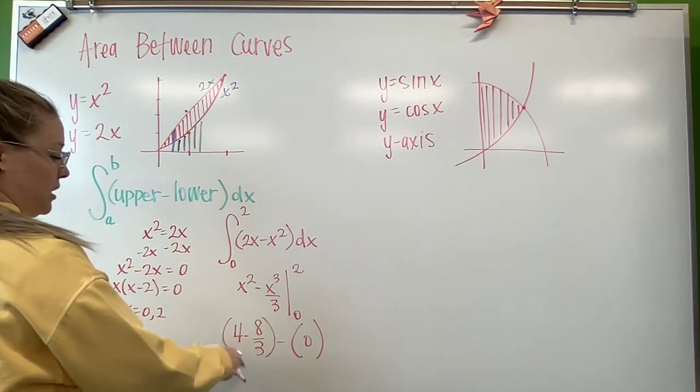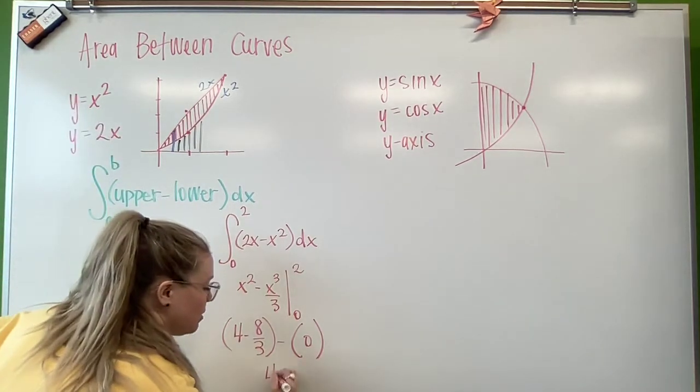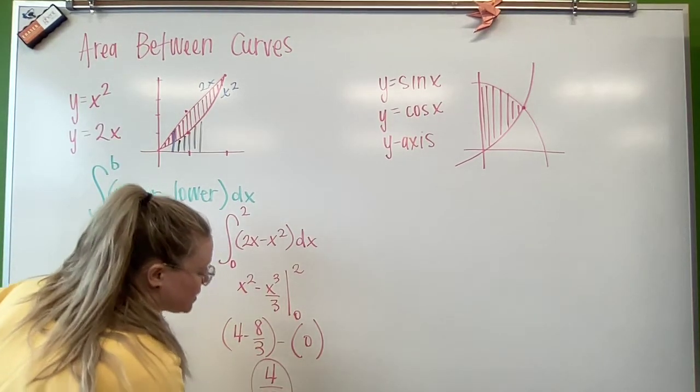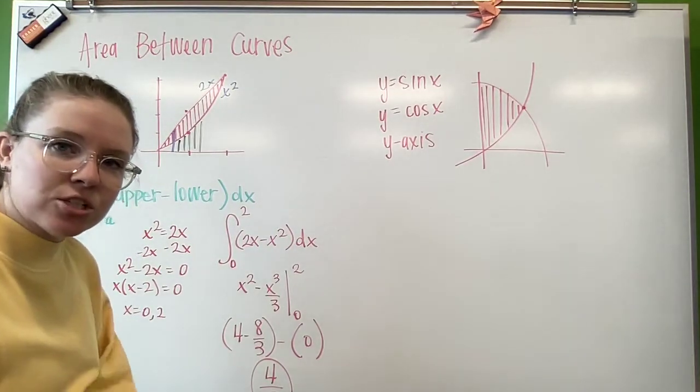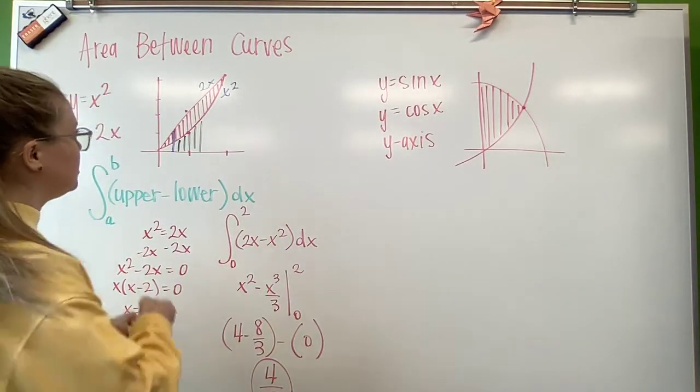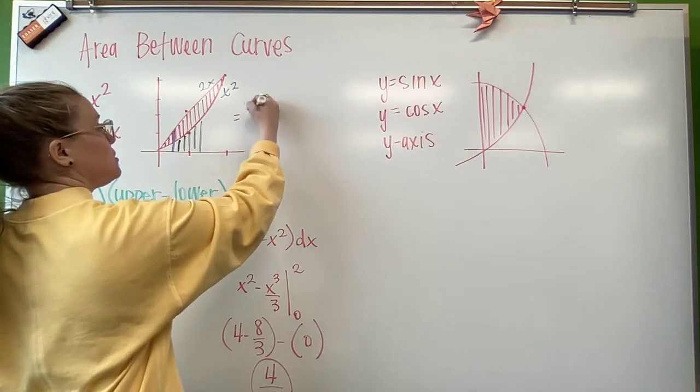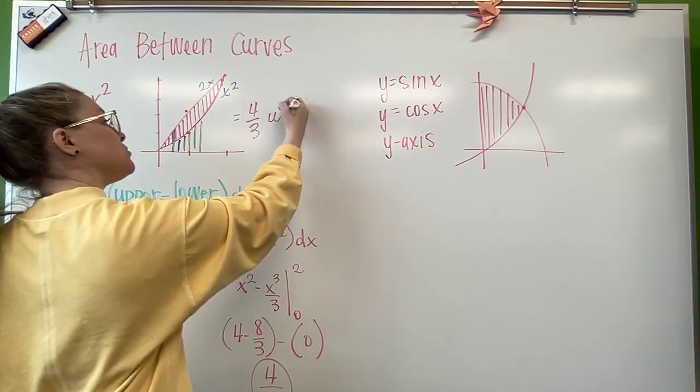So that's going to be 12 minus 8, over 3. The area between our curves here is 4/3 units squared, because we're talking about area.